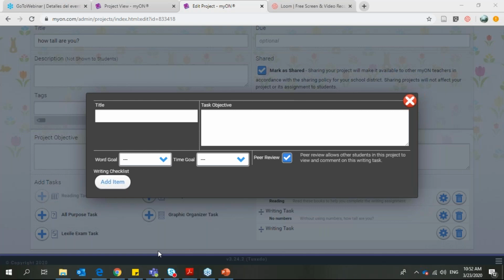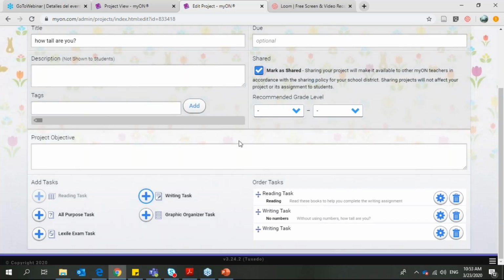Is there any way to print the writing tasks? No, there is no way, but that's what the platform is for. The platform is meant to keep the record of the writing because they have a portfolio. That word that you're mentioning is very important, portfolio. Students have their own portfolio. I am going to show you.